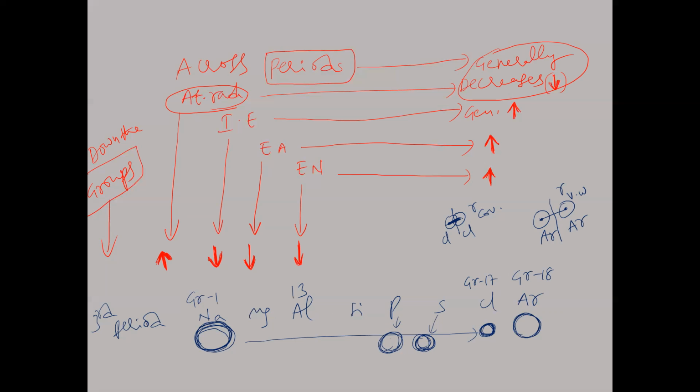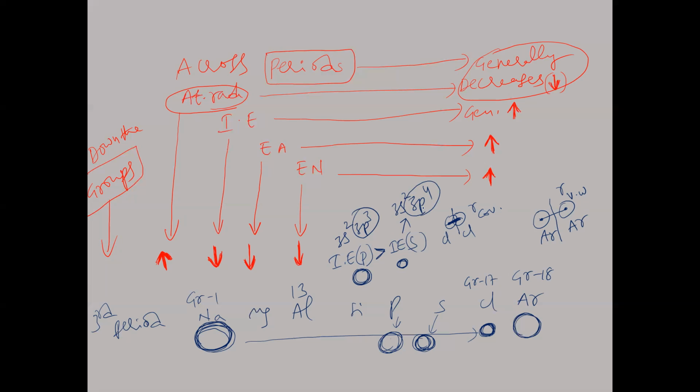When the size is small, the IP value should be more, but the IP value of sulfur is not more. The ionization energy of phosphorus is greater than the ionization energy of sulfur. Though sulfur has a smaller size than phosphorus, phosphorus has more ionization energy. The reason is that in phosphorus 3s2 3p3, a half filled configuration is there. 3p3 is half filled. But in the case of sulfur, we take 3s2 3p4.